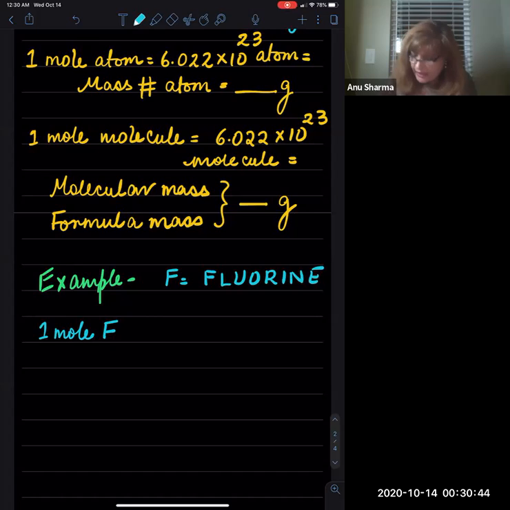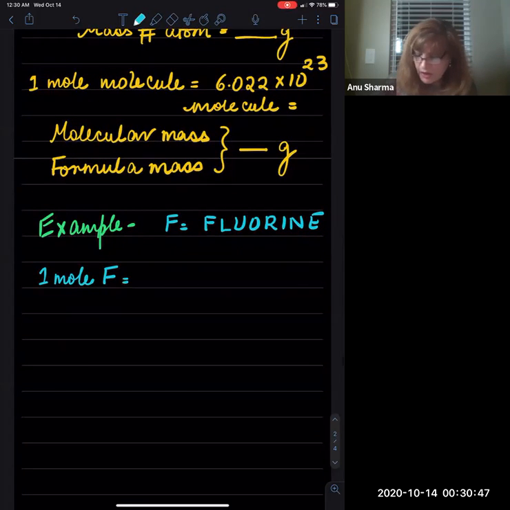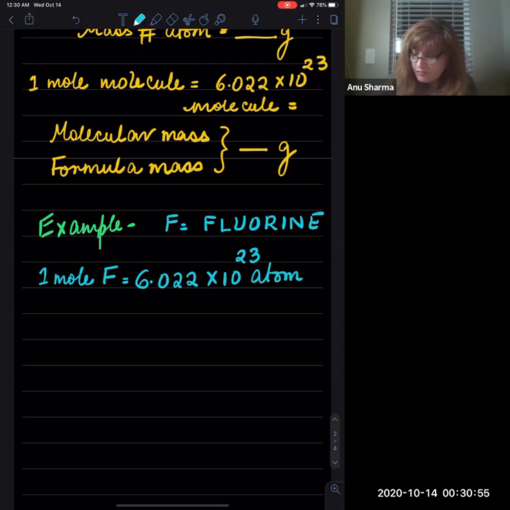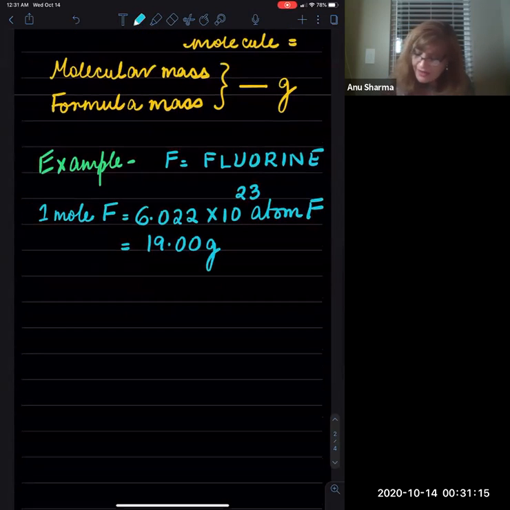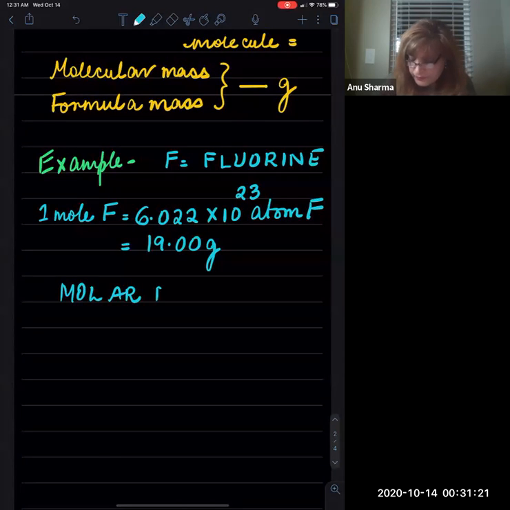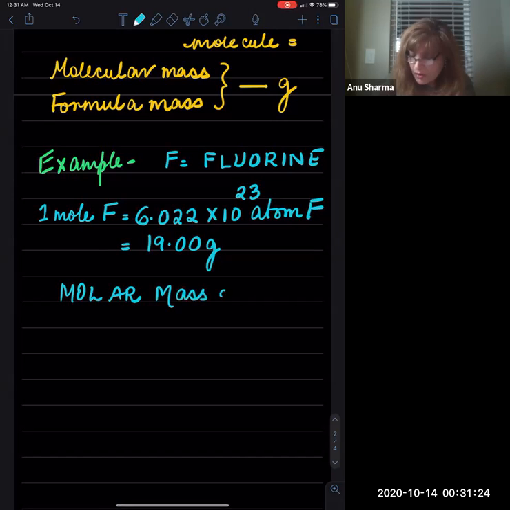Okay, so here, 1 mole of fluorine, how many particles, how many atoms of fluorine are there? 6.022 times 10 to the power 23 atoms of fluorine. And what is the weight of that? The weight is the mass number. So look in the periodic table, look at fluorine, you see the mass number is 19, the heavier one. So that is 19.00 grams. And with that said, that is why this is also called the molar mass of fluorine.